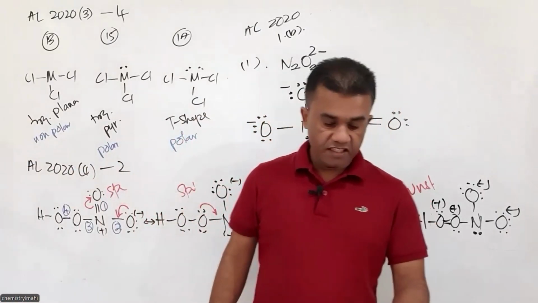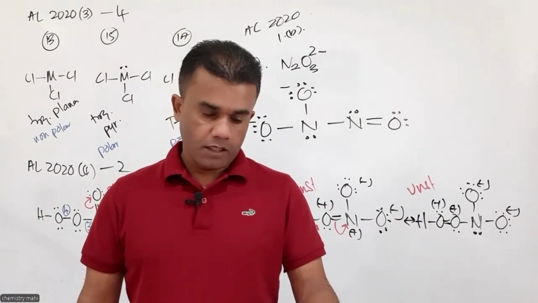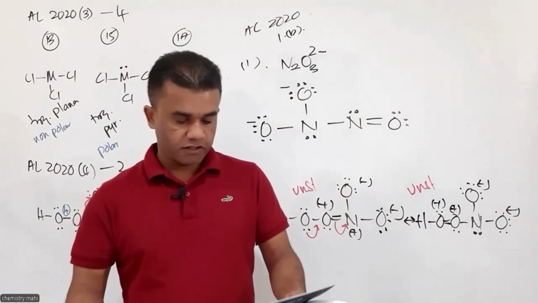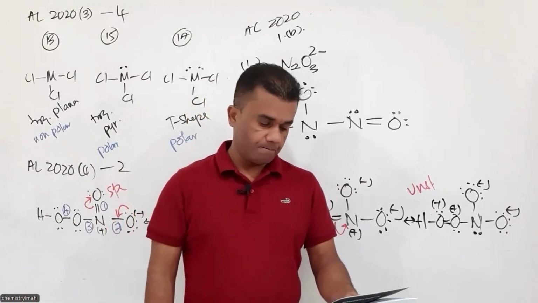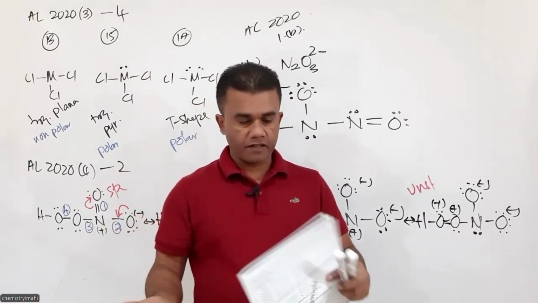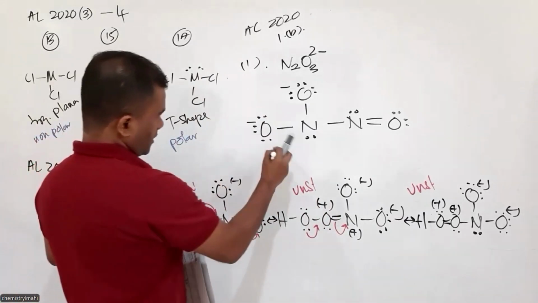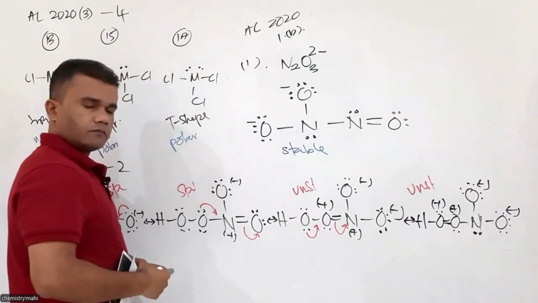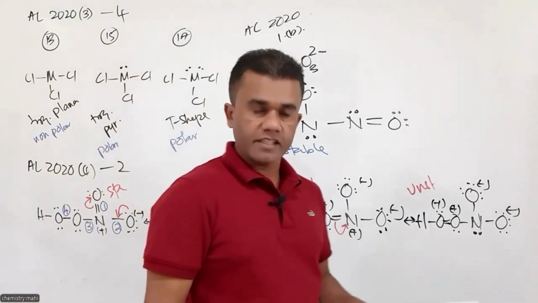Right. Then they ask this one: draw 3 more Lewis dot-dash structures for this ion, and indicate the relative stabilities of the structures drawn by you when compared with the most acceptable structure, structure one, by writing less stable or unstable. This one is the first one, so we take this one as the stable one. Compared to that, we write less stable or unstable for the other 3 structures.